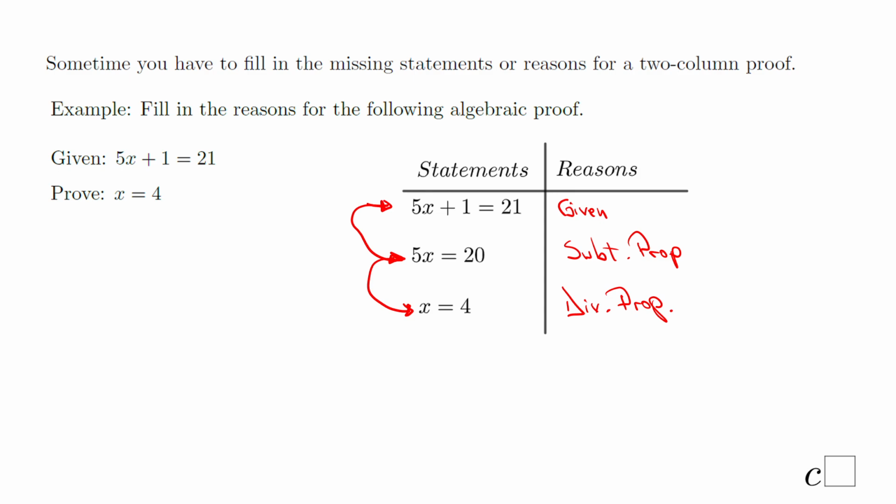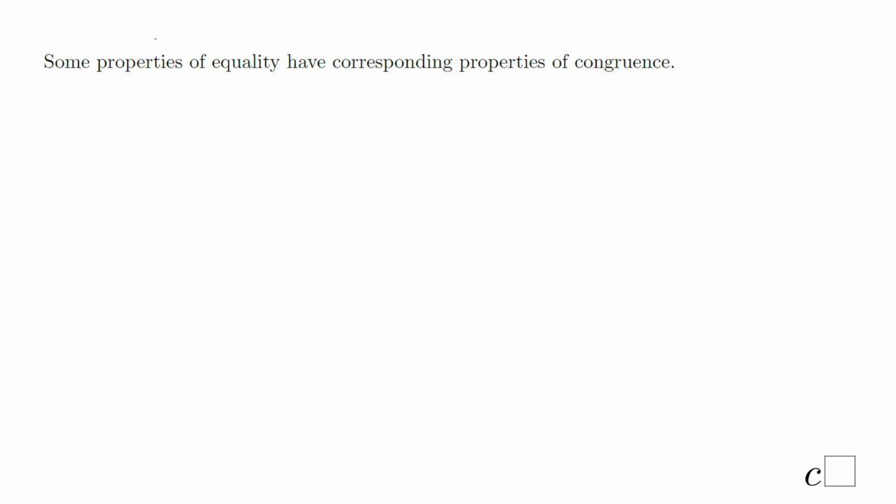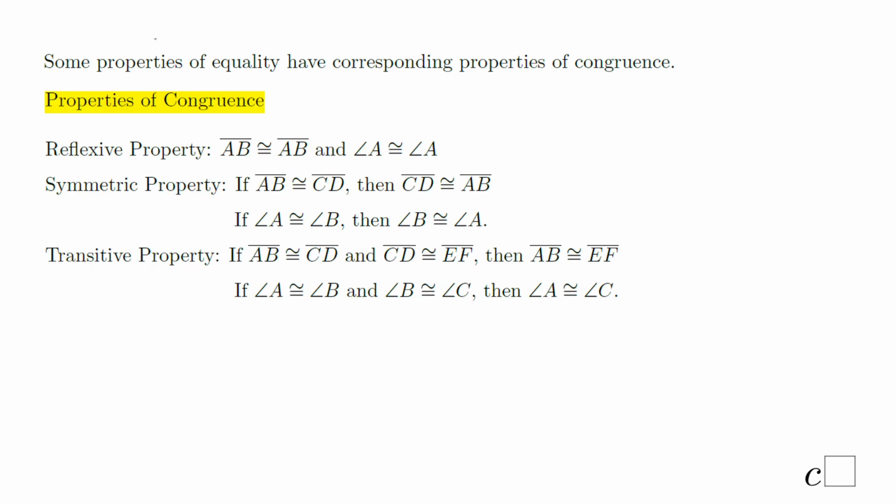So, like I said, these problems are even easier because you really have to fill in the missing parts, in this case, the reason. Now let's move to the second part of the lesson, which is about geometric proof. So first of all, let's see some properties of congruence, how we call them. They correspond to the ones that we just mentioned, properties of equalities.